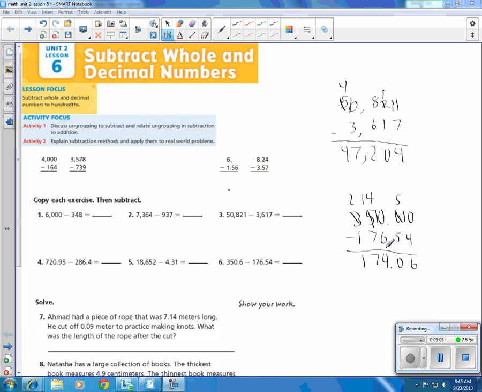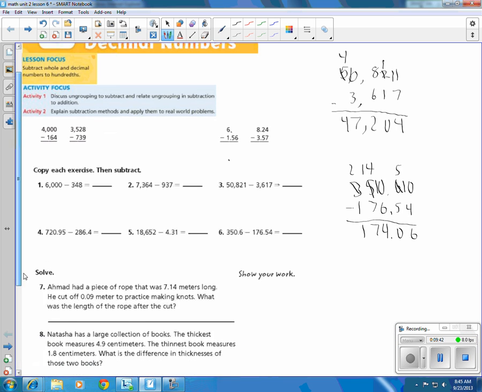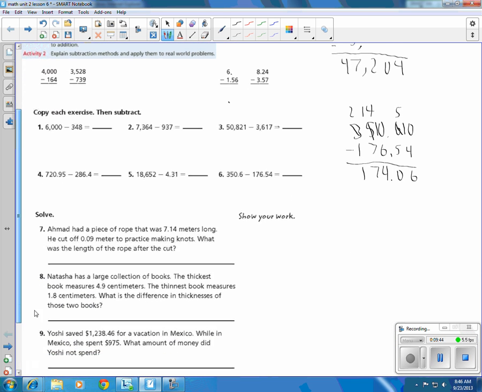Number 6, 350 and 6/10 minus 176 and 54 hundredths required me to borrow 3 times. I had to borrow from my tenths place in order to begin, and I also had to come over and borrow from my ones, tens, in order to get my answer of 174 and 6/100. Okay, now we're going to take a look at a couple of word problems here. That's going to involve subtraction.